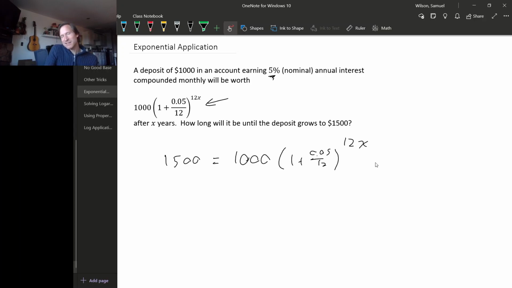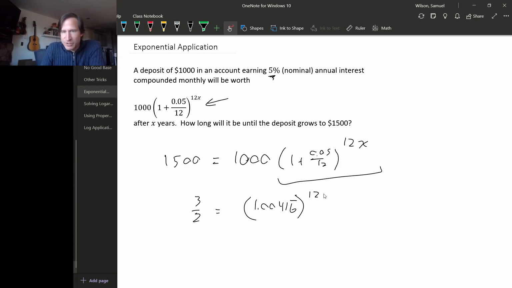But look, this is an exponential equation. So what we should do is isolate the exponential part. So let's divide both sides by 1,000. We get 3/2 equals, and then on the right-hand side, I'm going to do this arithmetic. I'm going to get a decimal approximation when I do this arithmetic, but we're going to get a decimal approximation one way or another at the end, so we might as well get it now. Okay, so 1.00416, and it looks like this 6 repeats forever, to the 12x.